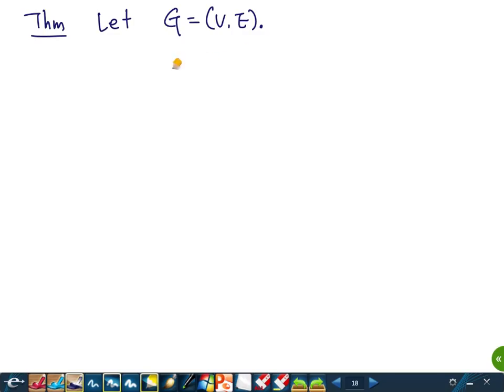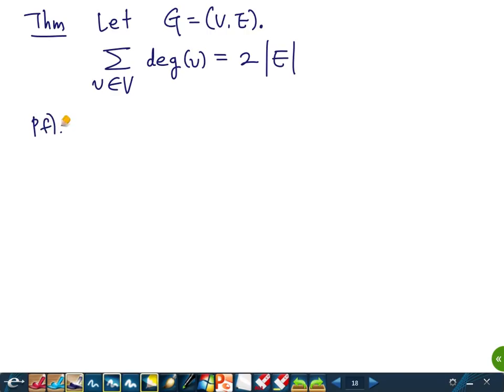We have a graph. Then the sum of the degrees of all vertices is equal to 2 times the number of edges. Very simple theorem. The proof is also quite simple. If you consider what this sum means, then you can see this easily. What does this mean? Let me just give you an example.